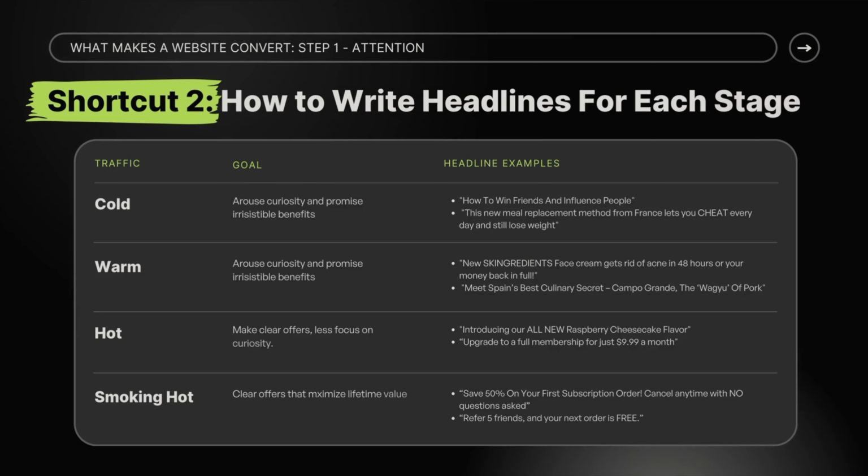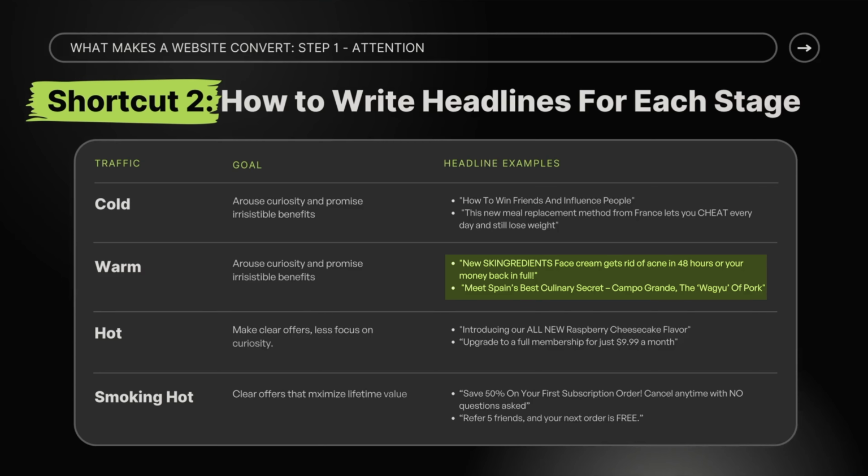For your headlines to be effective, they must address the prospects at their particular stage of awareness. For cold and warm traffic, your goal is to arouse curiosity and promise an irresistible benefit. Examples: How to Win Friends and Influence People. This new meal replacement method from France lets you cheat every day and still lose weight.